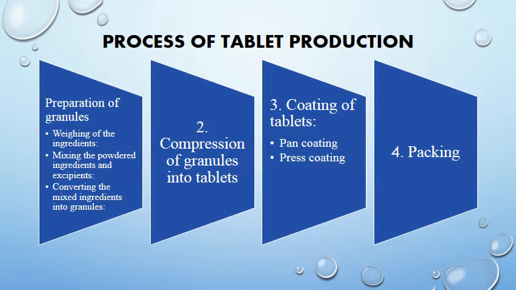Next step is compression of granules into tablet. Now the granules which we have prepared in the last step are being compressed. So this is the second step. Third step, coating of the tablet. After the tablet is produced, it is coated by different polymers, and there are different types of coating as we discussed in the last video, that is film coating, enteric coating and sugar coating. Various techniques involved in the coating of tablets are tablet coating and press coating. And once the tablet is prepared, the last step is its packaging.